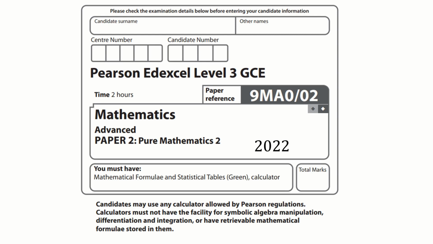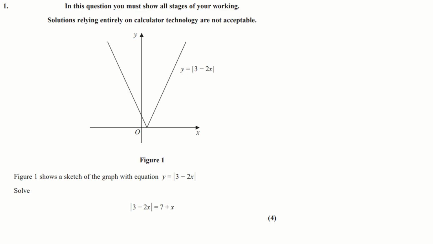This is Pure Maths Paper 2 from A-level Maths 2022. Let's just do it. So this line, 3 minus 2x, has a negative gradient. So this line here is just 3 minus 2x. This line here has a positive gradient.